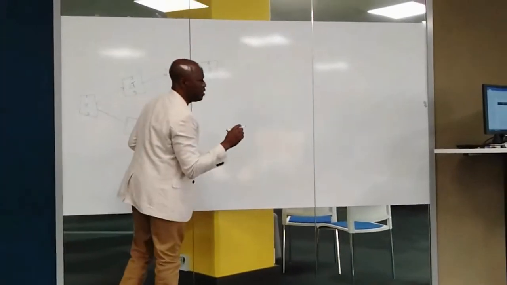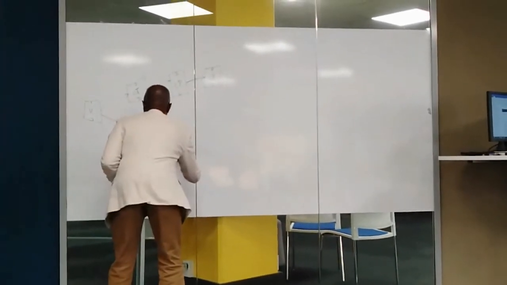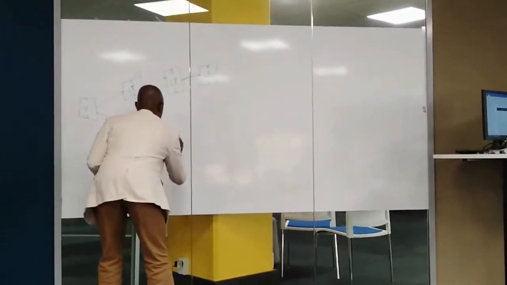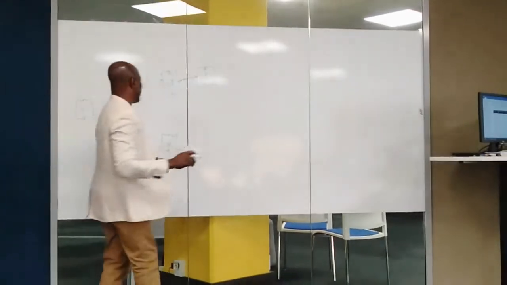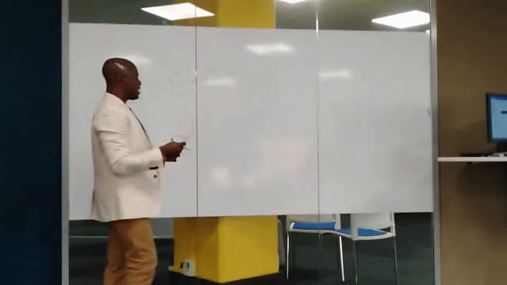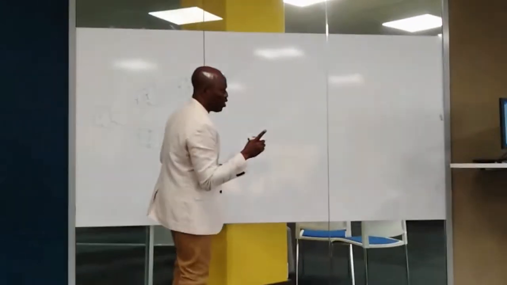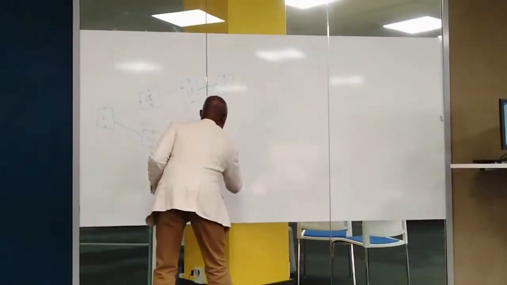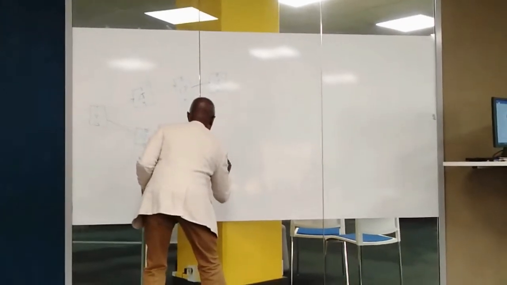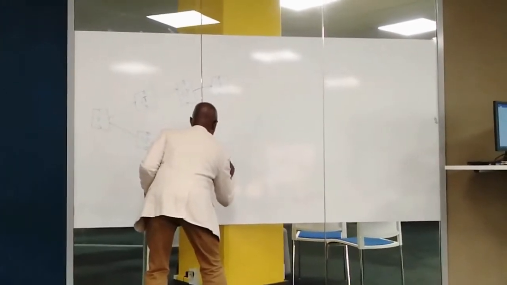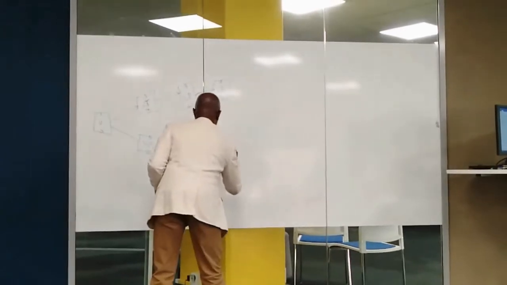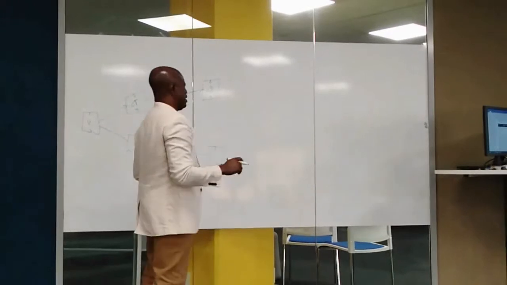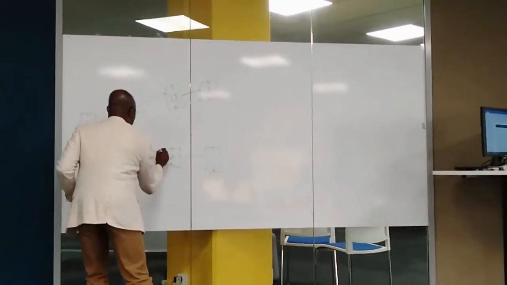What's the name? Venue contract, right? How many days? 4. Number 6. The next activity is number 7. Dependent on what? 6. So we still go like this. How many days? 4 days. And what's the number? 7.